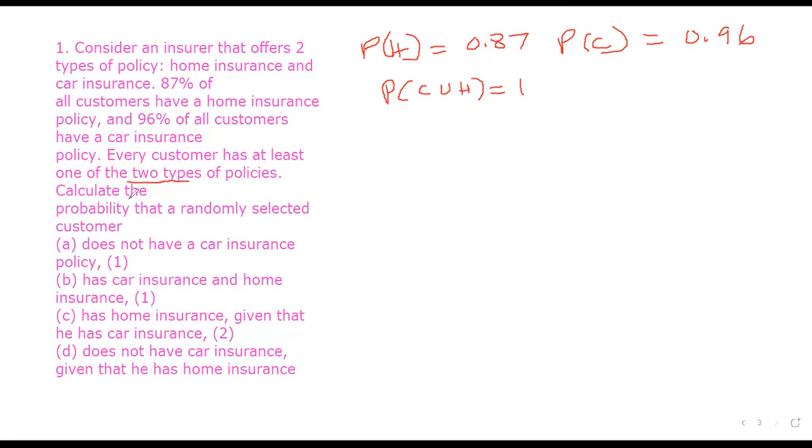So the first question is asking, if a customer is randomly selected, what is the probability that they don't have a car insurance policy? So part A is asking for us to find what? The complement of car, so C complement. What is the complement of C? It's 1 minus the probability of C. So if C is 0.96 and we subtract it, the remainder is 4%. So here we're going to have 0.04.